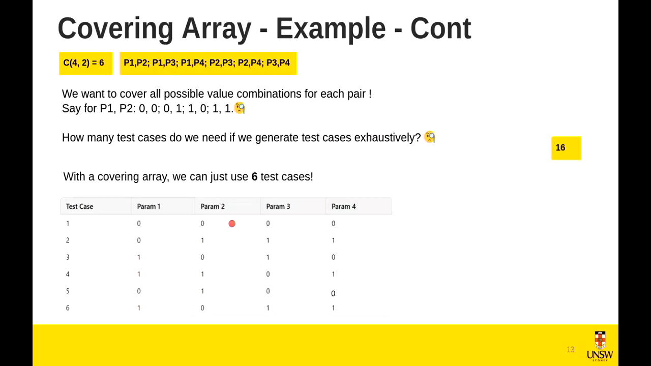This is a covering array here. Let's go through the pairs of combinations one by one. The first pair is P1 and P2. For P1 and P2, we try to cover 0, 0, 0, 1, 1, 0, and 1, 1. We can cover 0, 0 with test case 1, 0, 1 with test case 2, 1, 0 with test case 3, and 1, 1 with test case 4.